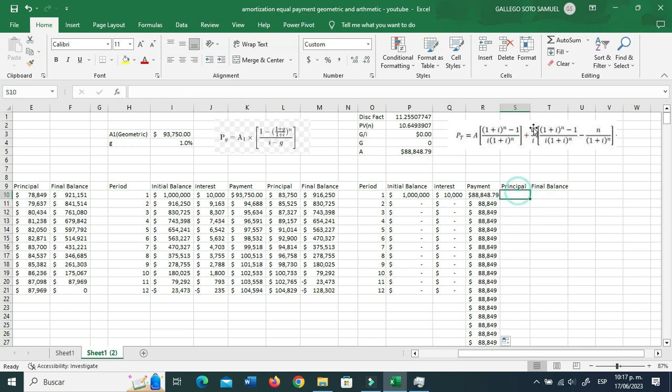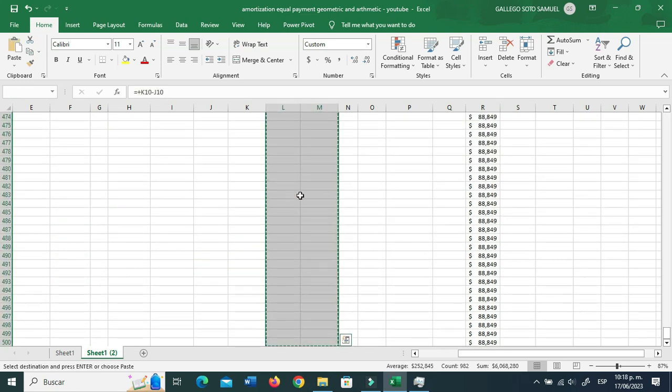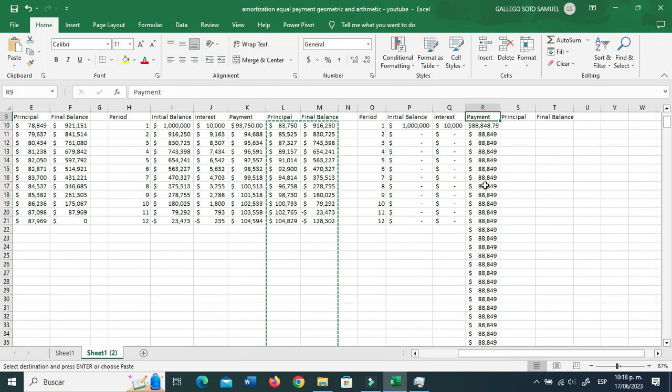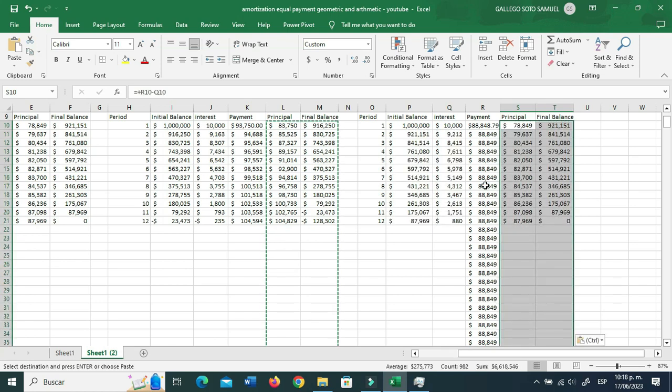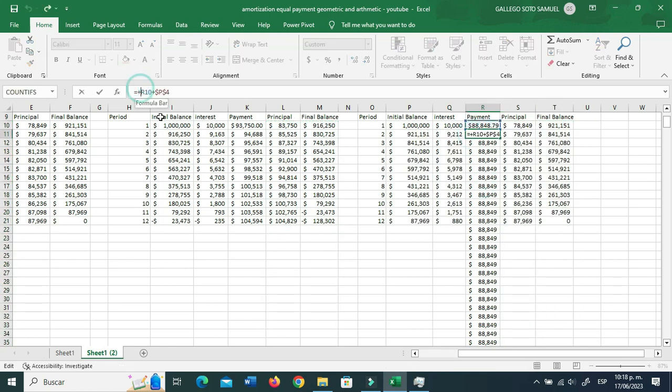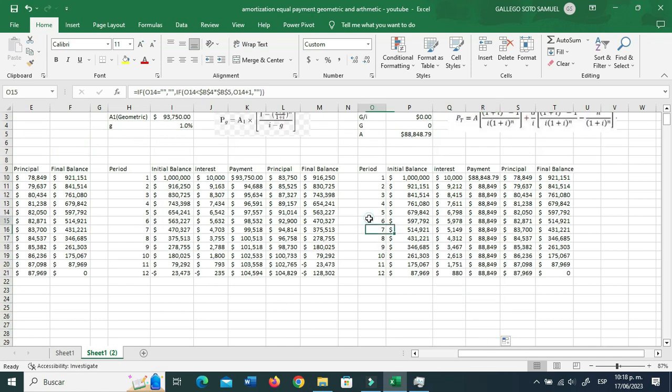Now the payment to principal, for that we're gonna be using the same formulas that we did before. And remember that we have to do the IF formula again here, so it doesn't go to the very end. If this one equals nothing, then nothing, if not, then do the operation. All right, double click it, and there you have it. Okay, great.